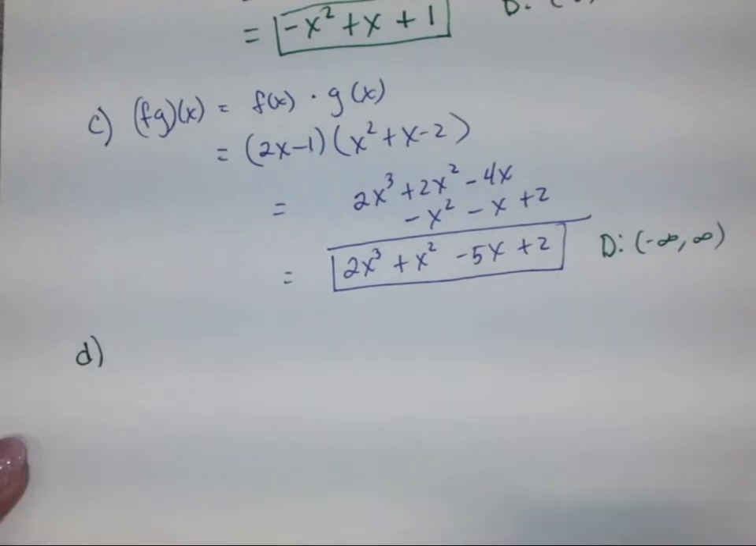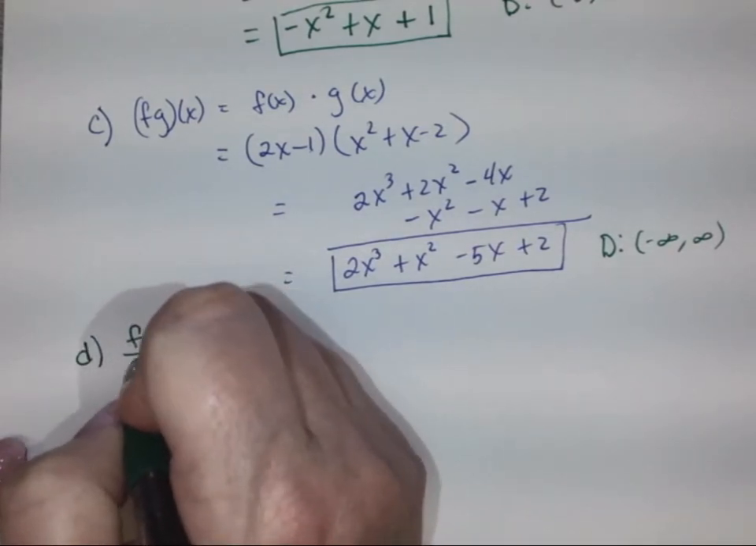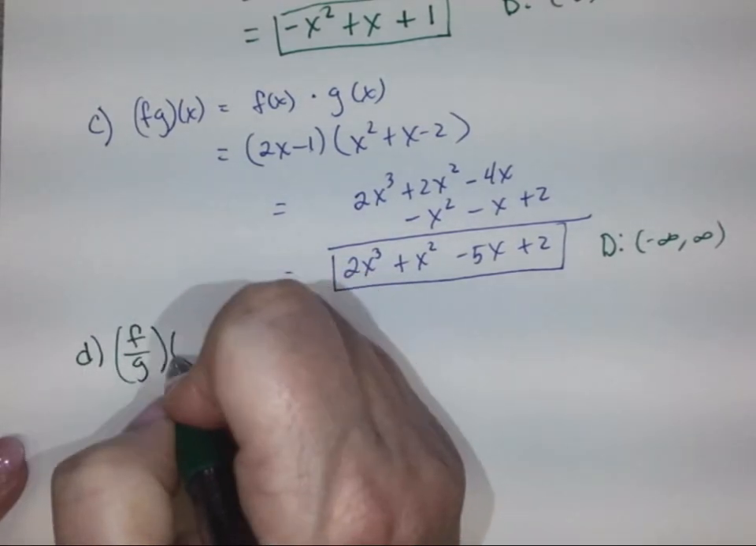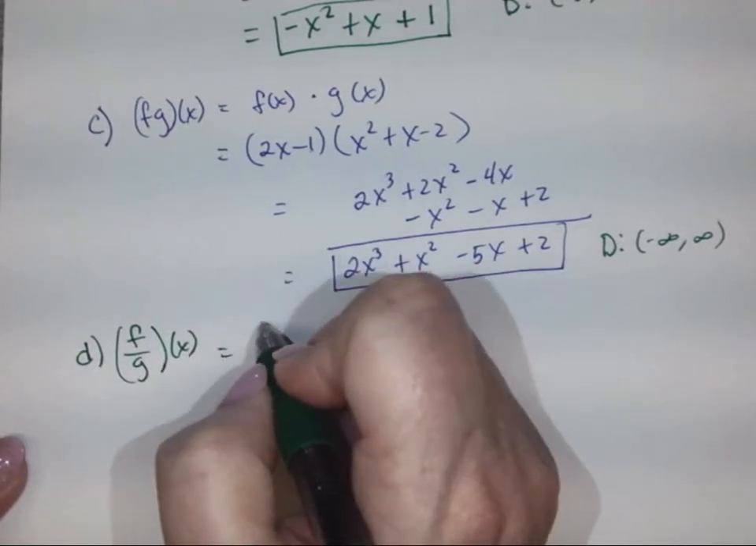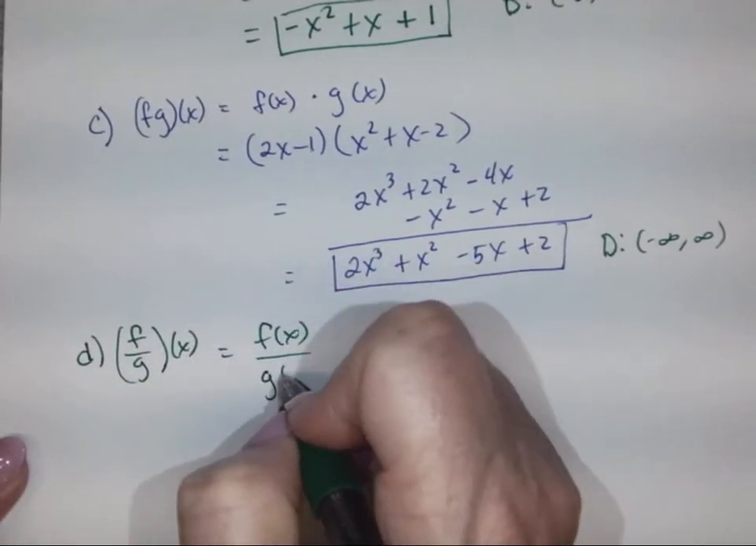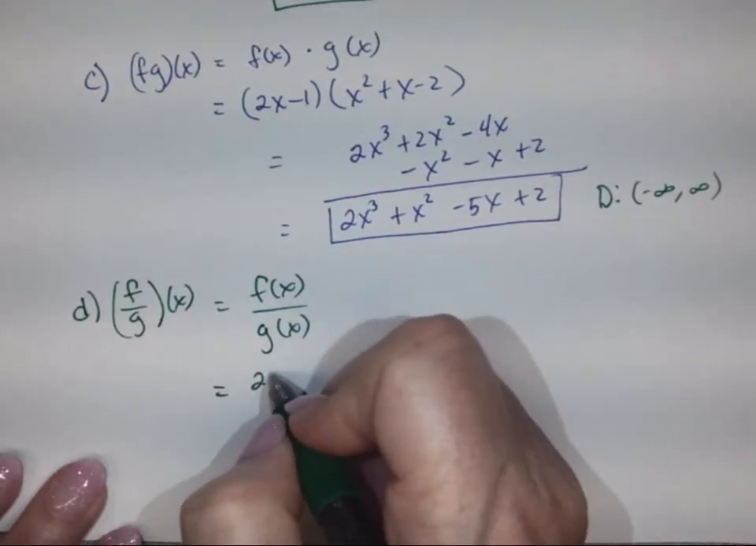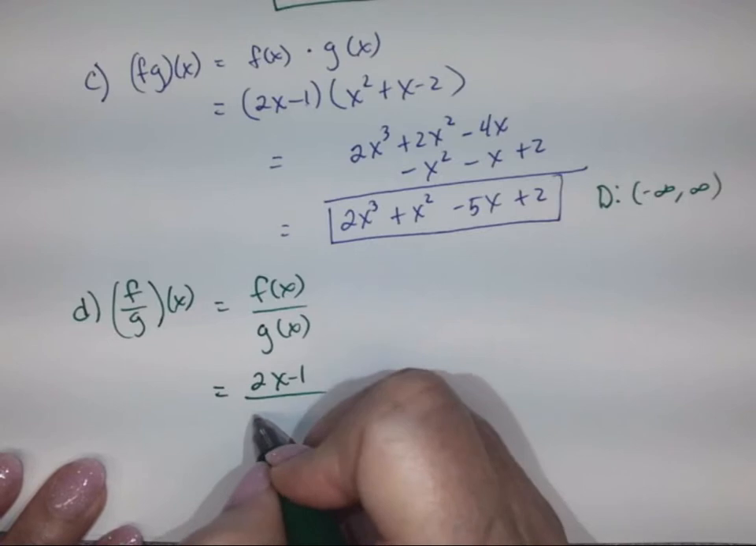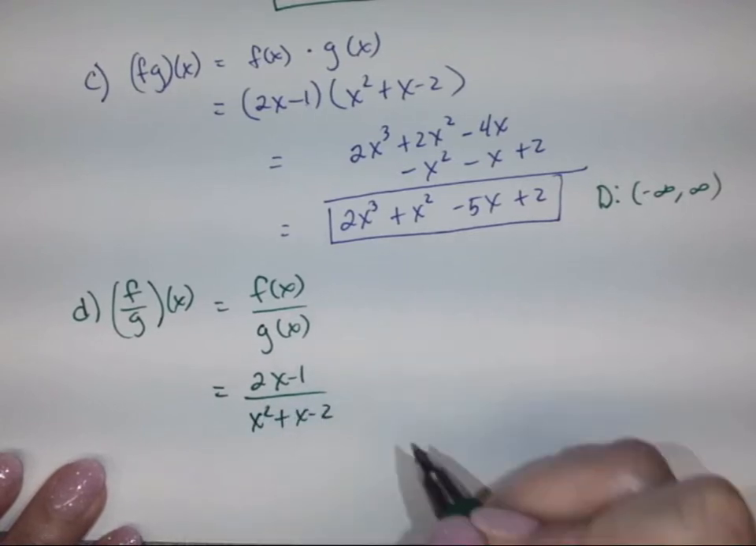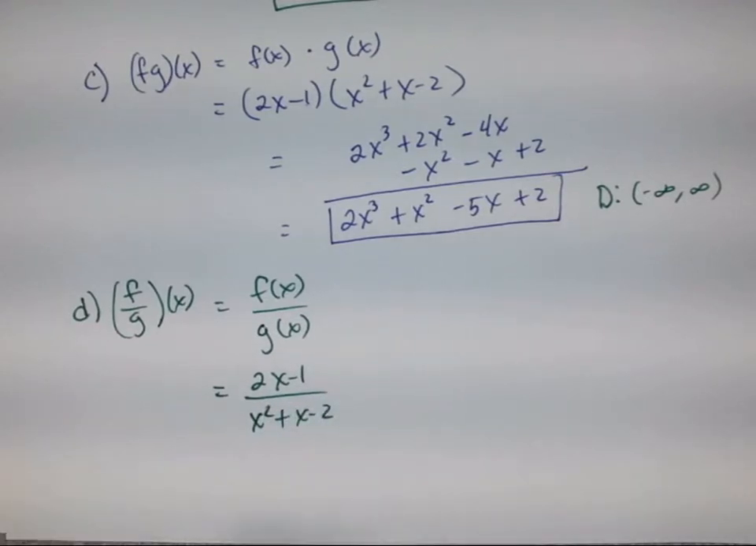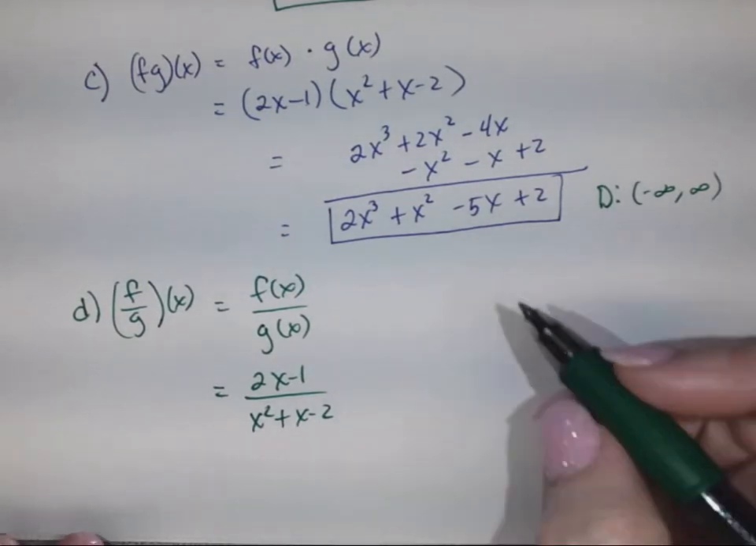Now when we get to the next part, part D, we are looking at f divided by g of x, which is the same thing as f of x over g of x. So here we have 2x minus 1 over x squared plus x minus 2. This will not reduce. Because we have a 2x and we only have an x squared, we know that when we factor it, we will only get an x and an x. Now we will have to factor the denominator to find the domain.